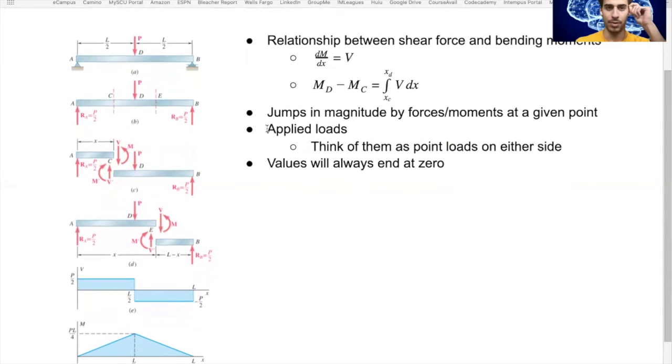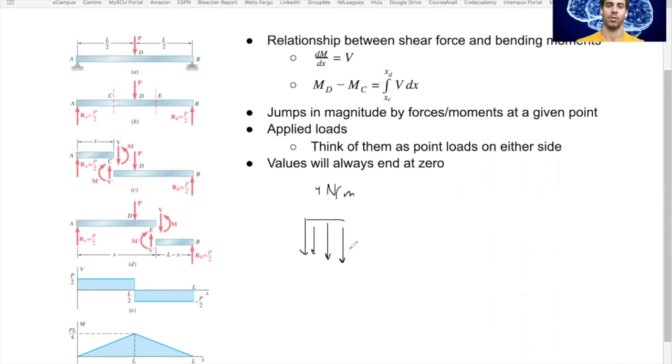And then applied loads, which are essentially loads that go along a given distance. Let me just draw it out real quick. So like this right here. This is an applied load, so it can be like 4 newtons per meter over like 2 meters or something.